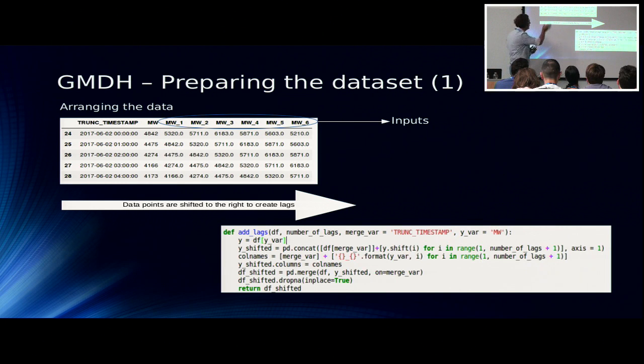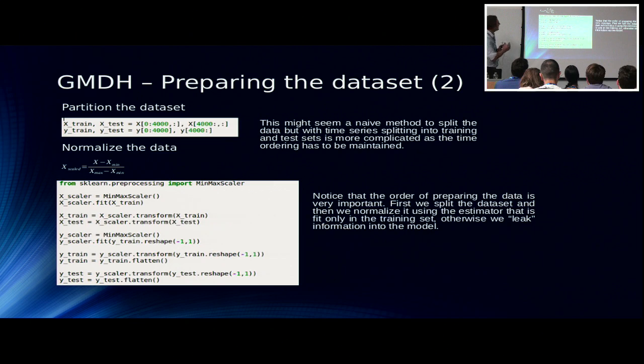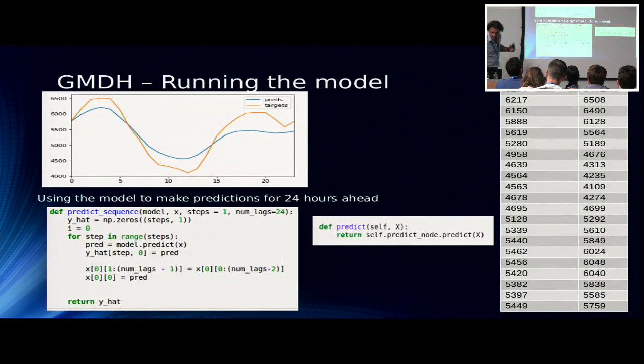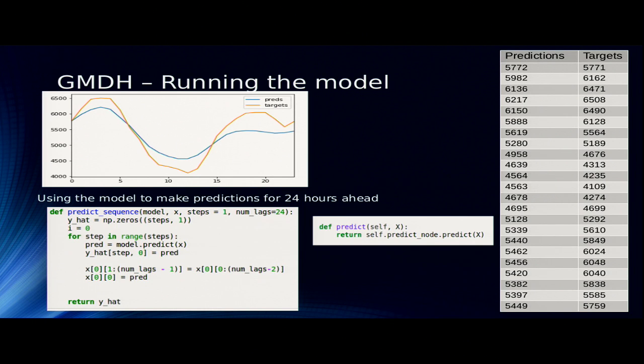So we transform our univariate time series into a tabular structure, and then we follow a similar procedure. We have to partition our data set, and we use indexing there to partition the data set because we have to maintain the time order in the time series, and then we scale using the training set. And after running the model, this is what we get from this simple model. So it's really quite decent, to be honest. And this is a multi-step prediction.